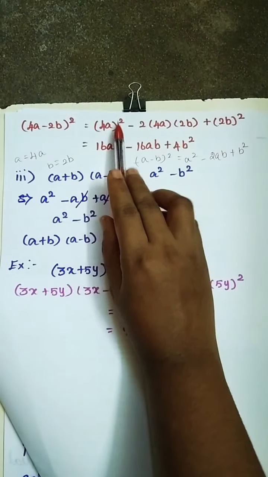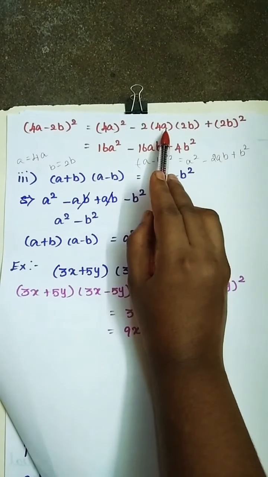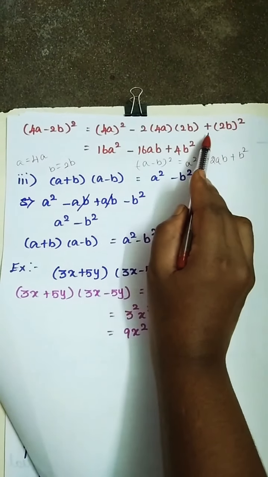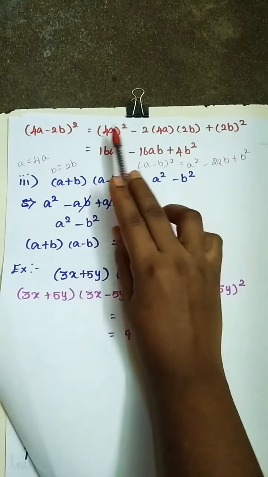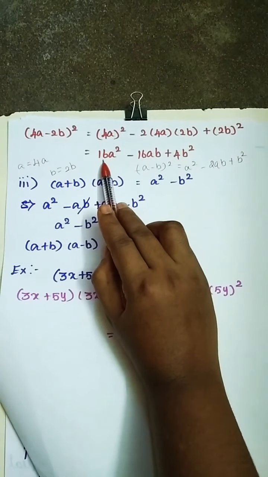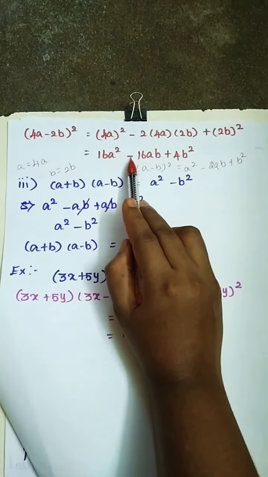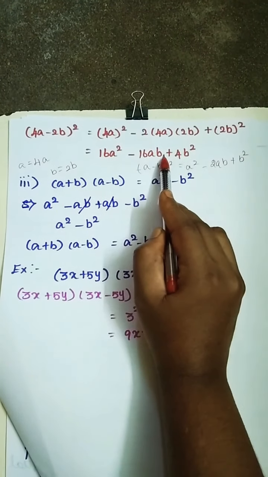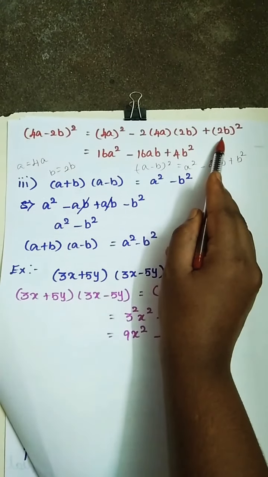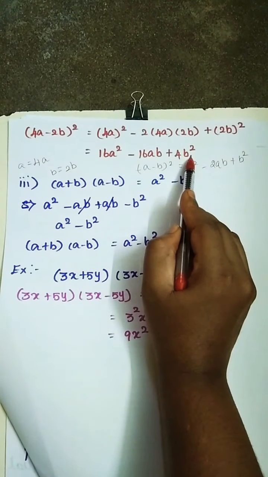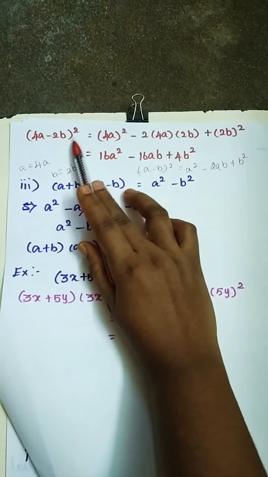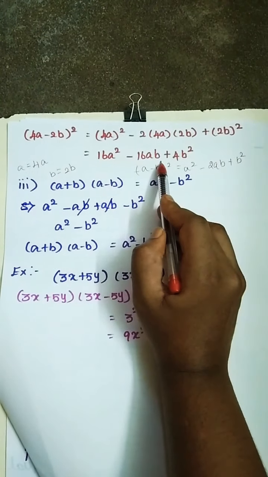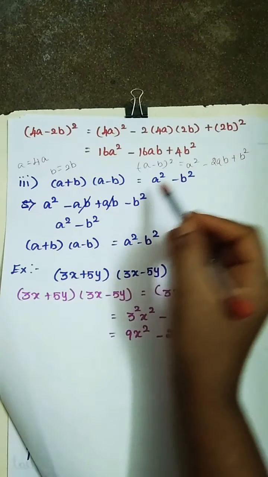Substitute the values: (4a) the whole square minus 2 into a value 4a, b value 2b, plus (2b) the whole square. Listen, 4 4s are 16, 16 a square minus 4 2s are 8, 8 2s are 16, 16ab plus 2 square means 4b square. So (4a minus 2b) the whole square equals 16a square minus 16ab plus 4b square.